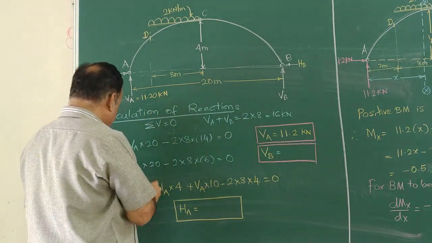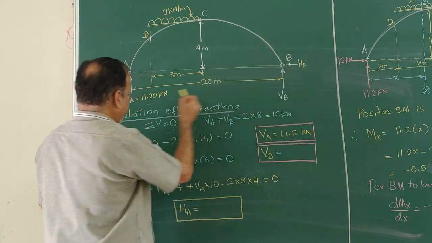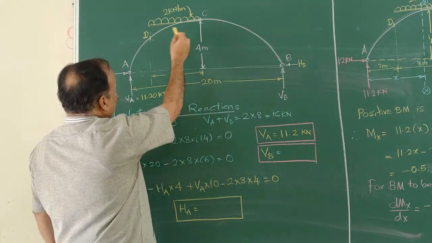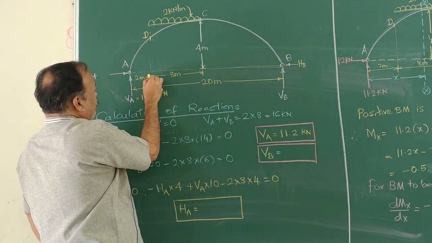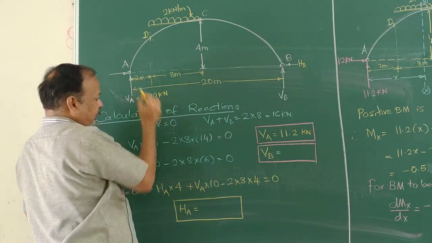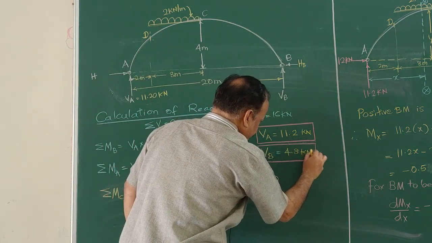Then again by taking moment about A, we have moment due to VB into 20 minus 2 into 8 into 6 meters. So this is 2 meter, so this is 4 plus 2, 6 meters. So VB we get 4.8 kilonewton.